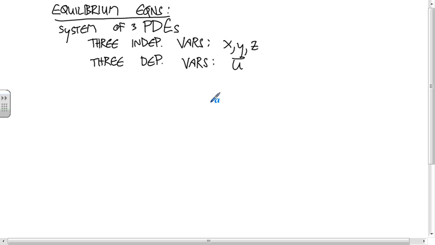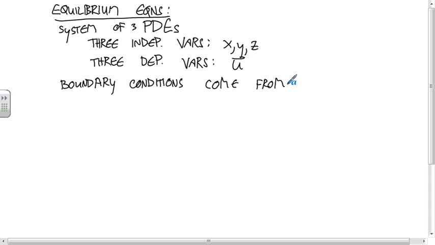And with any differential equation, you need to solve the equation, and you have to do it subject to boundary conditions, right? The boundary conditions for these come from the loading at the boundaries. So I'm going to do an example to show how that works.